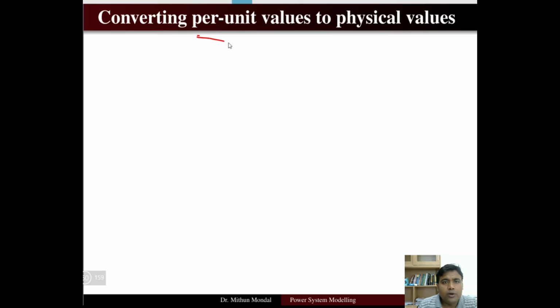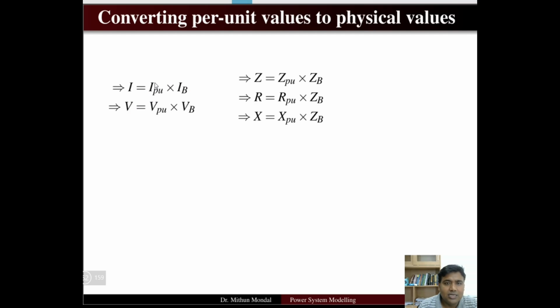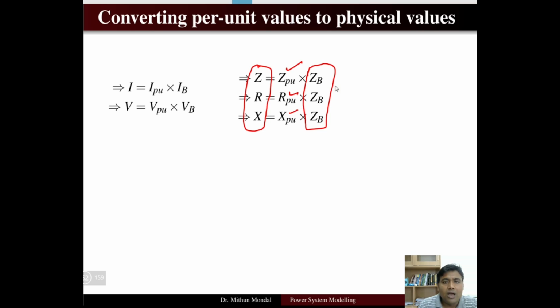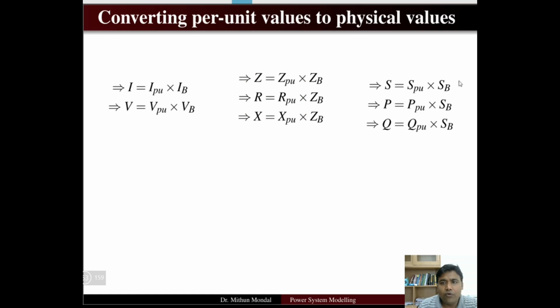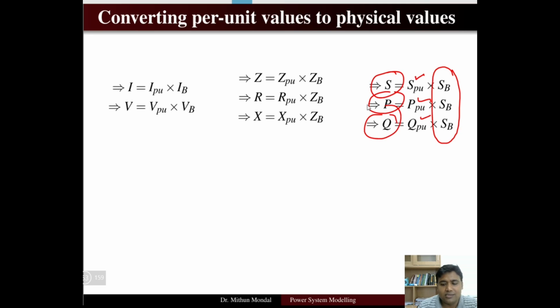Now, how do we convert the per unit values to the physical values? If we know the per unit values of any quantity, whether current or voltage, and multiply it with the base current and base voltage, we get the actual value of the current and the voltage. For Z, R and X, the base value, the Z base, is constant, and we multiply it with Z per unit, R per unit and X per unit. Similarly, for power, we have the complex power base as constant, multiplied with the per unit values of the complex power, real power and reactive power, and we get the actual values of S, P and Q.